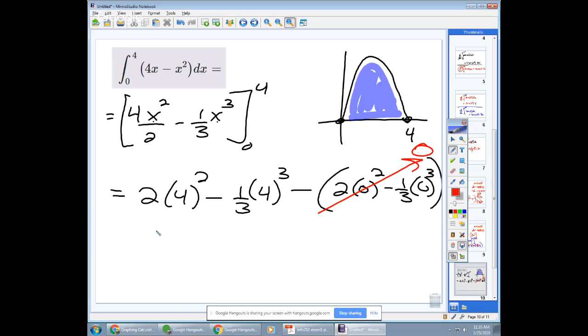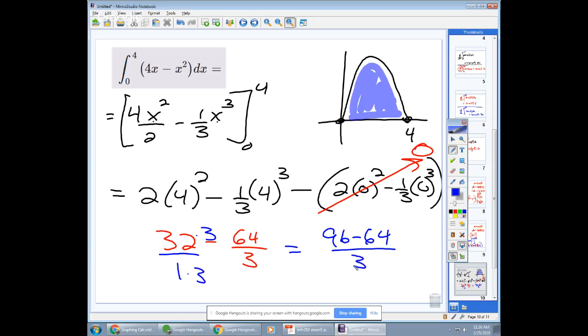16 times 2 is 32 minus, is that 64? Yeah, 64 thirds. Common denominator would be 3. 3 times 32 is 96. Which gives me 32 thirds. If you like mixed numbers, which aren't bad at this point, that's 10 2/3. So circle one of those as your answer.